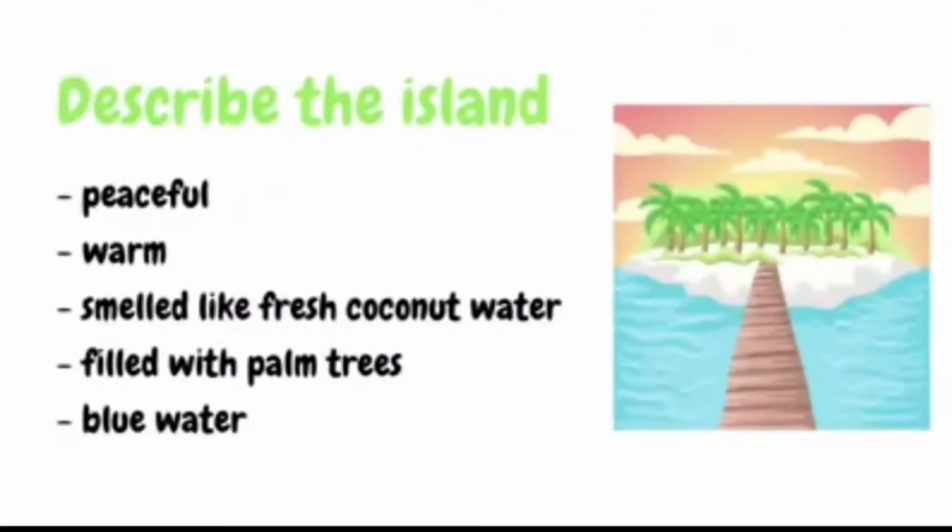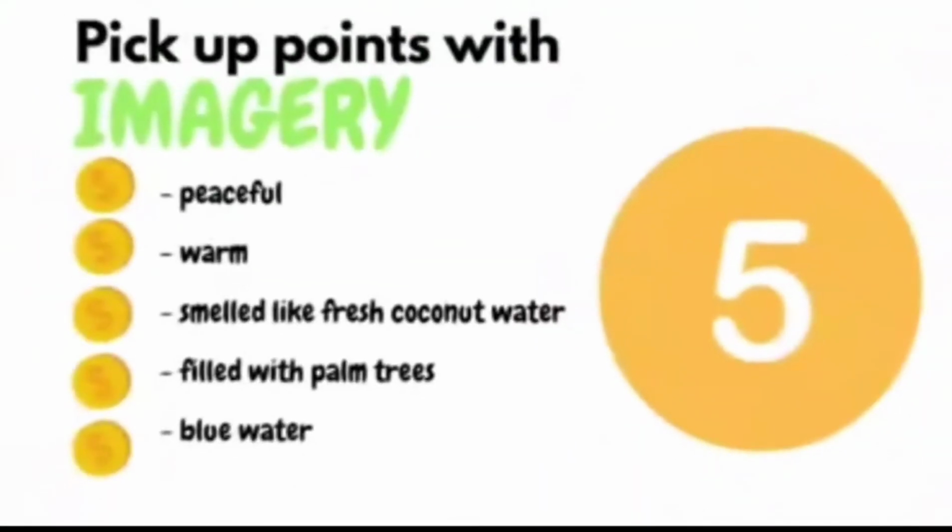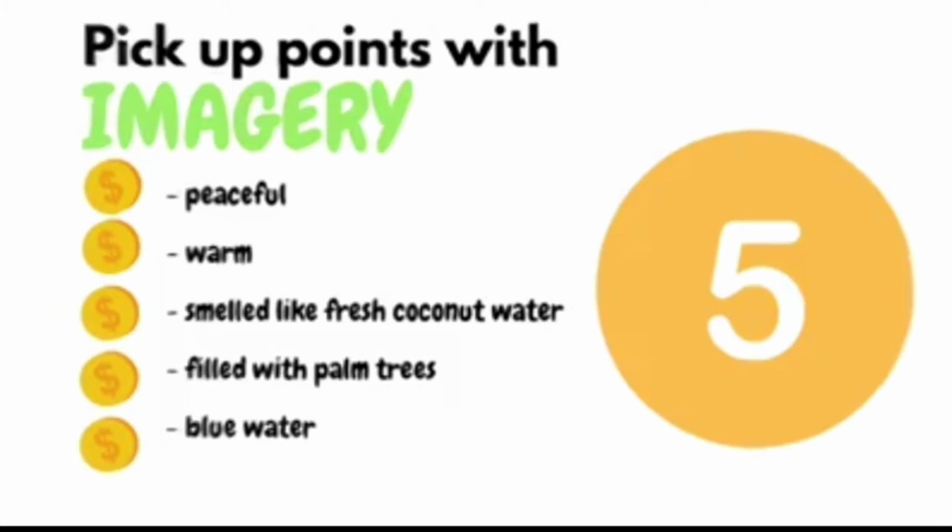So here's what we find out when we describe the island. It's peaceful, it's warm, it smells like fresh coconut water. That's refreshing. It's filled with palm trees and it has blue water. And just like that, we've picked up 5 points for imagery. How easy was that?